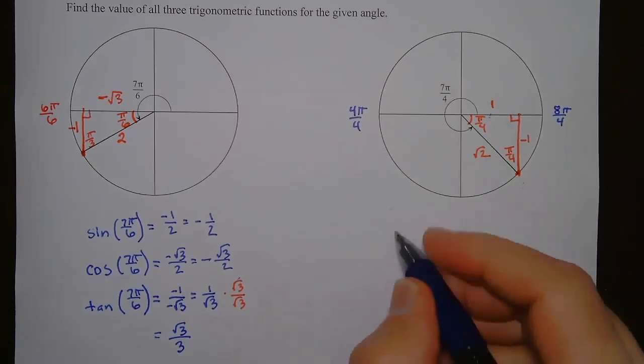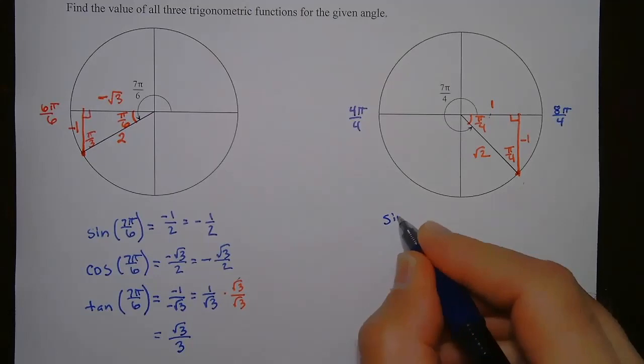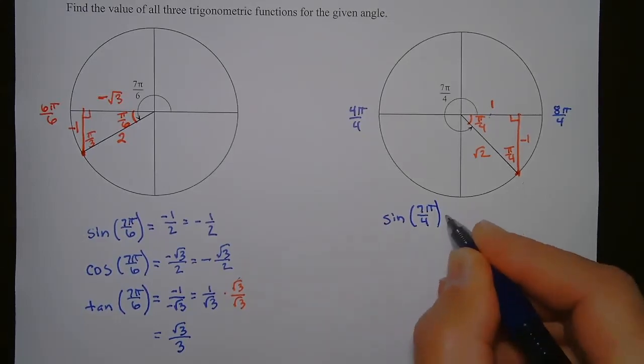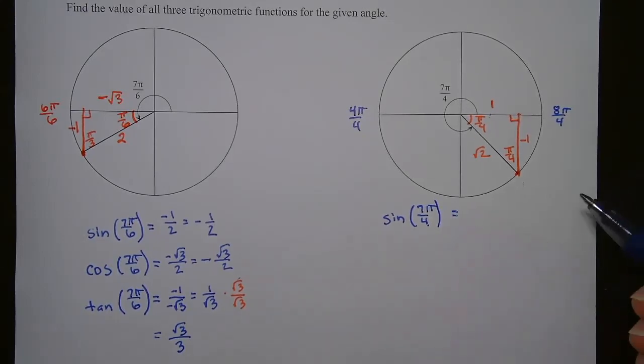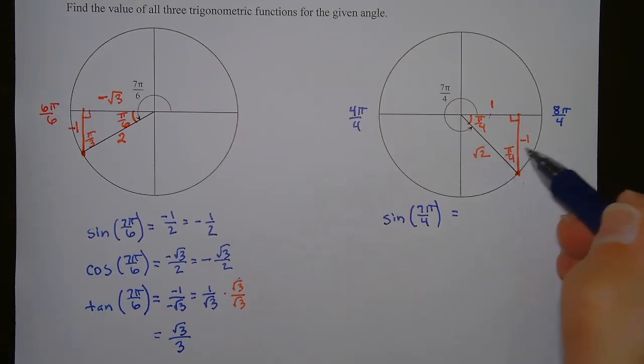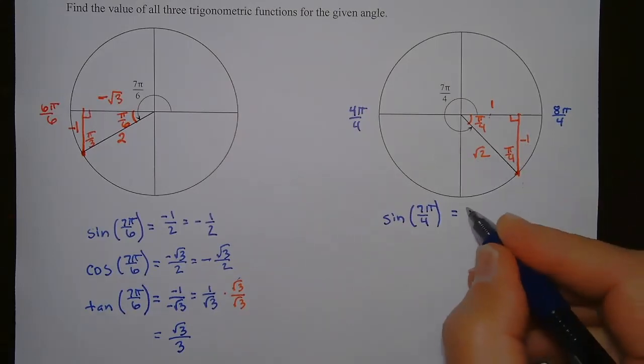What is sine, because we're ready to answer this question, what is sine of 7 pi over 4? What's the exact value of it? Well, it'd be your y, which is your opposite, over your radius, which is your hypotenuse, right? So -1 over the square root of 2.